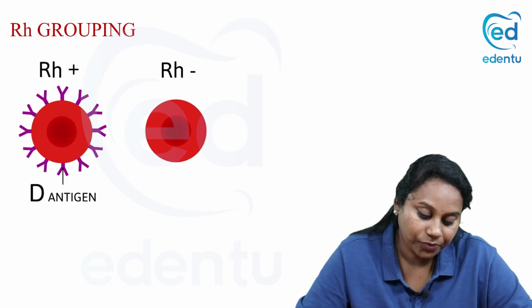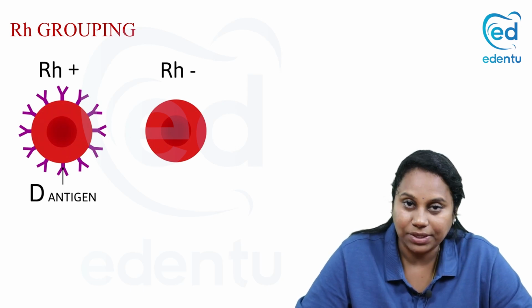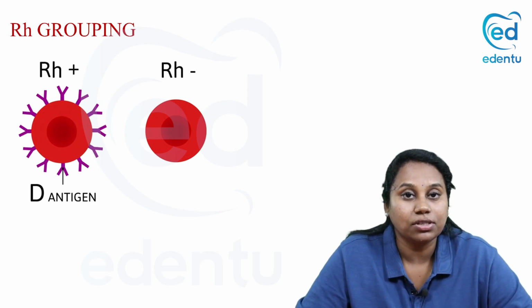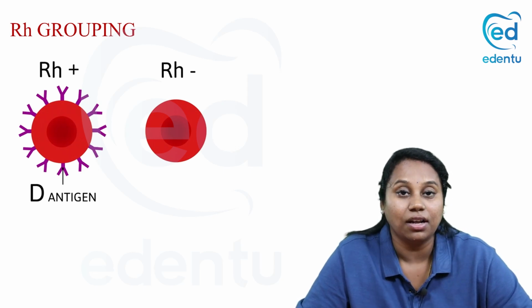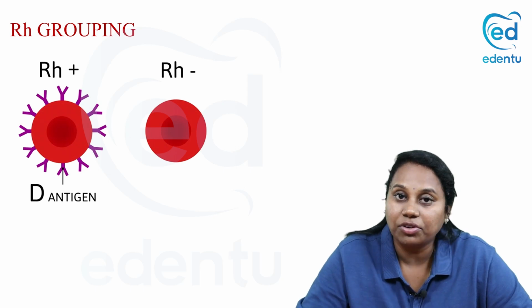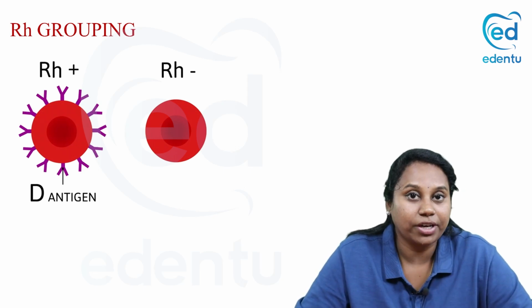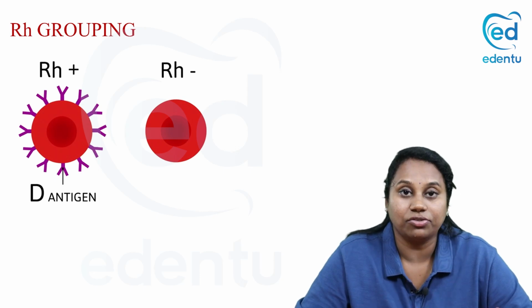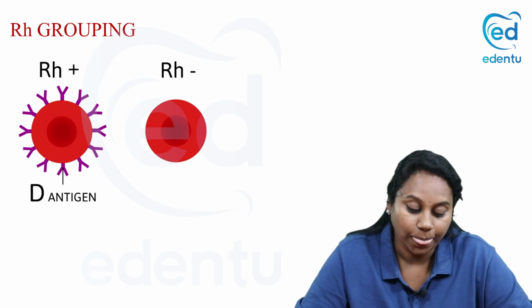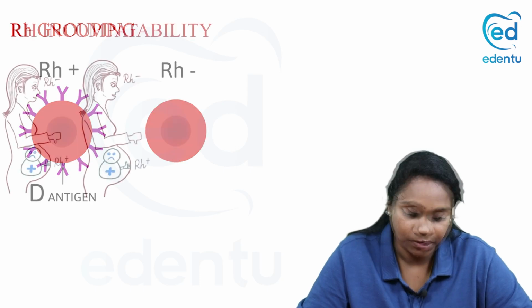So what is Rh? Rh is actually a D antigen which is present on the RBCs. It's called Rh because Landsteiner discovered this for the first time in rhesus monkeys. That's why he gave the name Rh factor from rhesus monkey. If you have antigen D, you will become Rh positive, like A positive, B positive, O positive, etc. If D antigen is absent, then you become negative blood group.